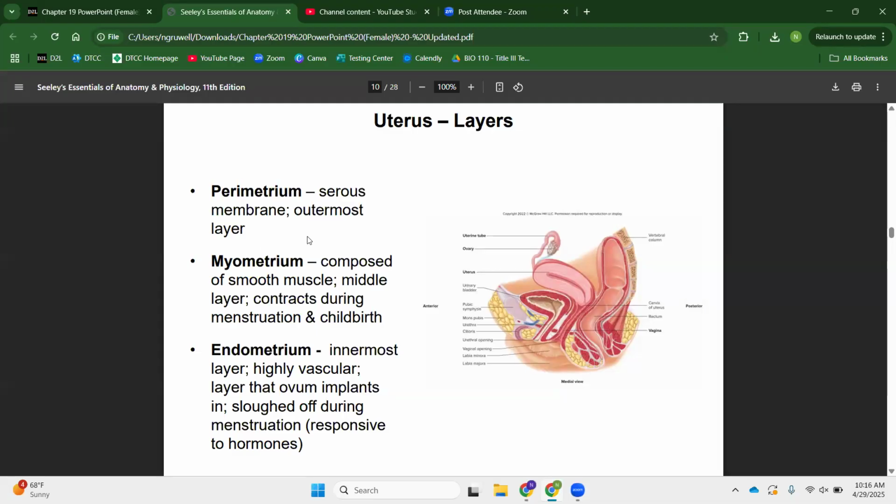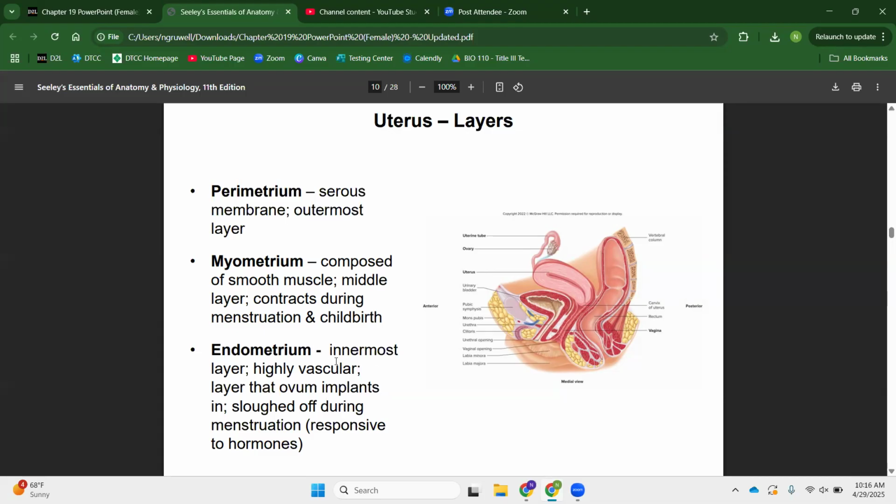So the myometrium is composed of smooth muscle. Women do not control this layer of the uterus. It's smooth muscle, involuntary. It's the middle layer, so M for myometrium, M for middle. And this is what's going to contract during both menstruation and childbirth.